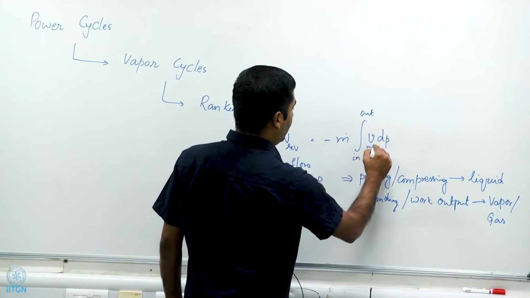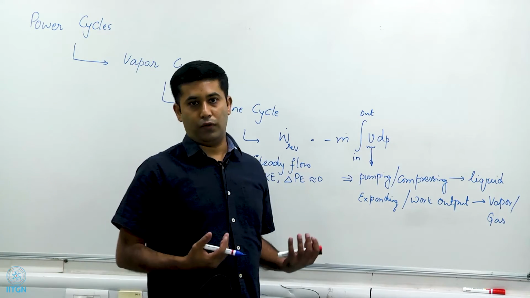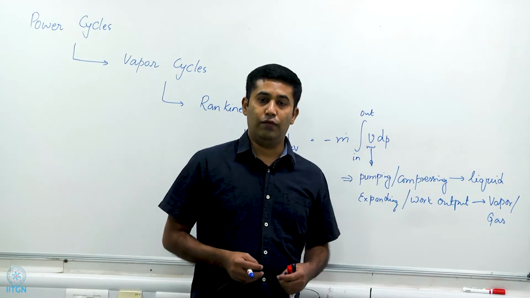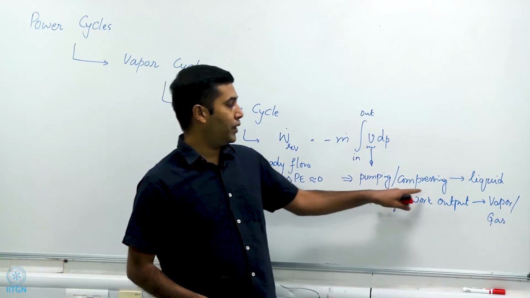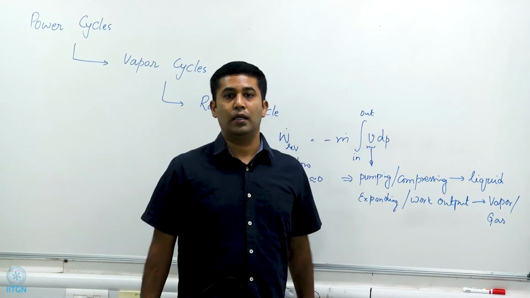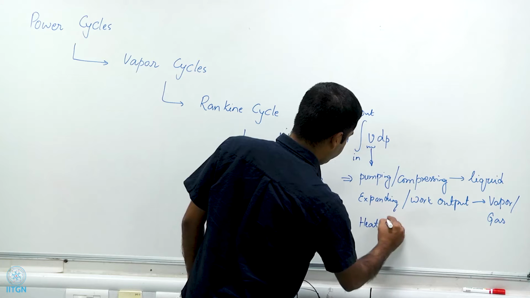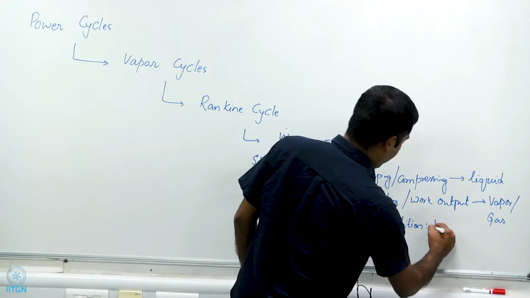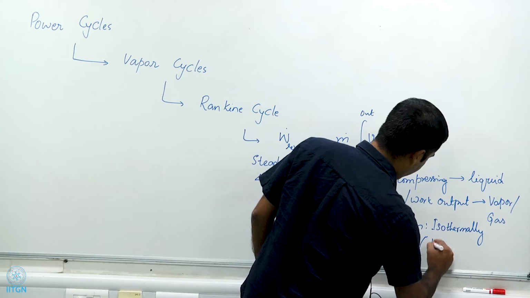Why? Because we want to keep V very small or as large as possible depending on what we are doing. If it's a work consuming device, we would like to keep V as small as possible. If it's a work producing device, we want to keep V as large as possible, which is why we would rather do the pumping and compressing in liquid state, and expanding to get work output in a turbine, we would rather do that in a gas phase, right? And then we would like to do heat addition isothermally during a phase change process.